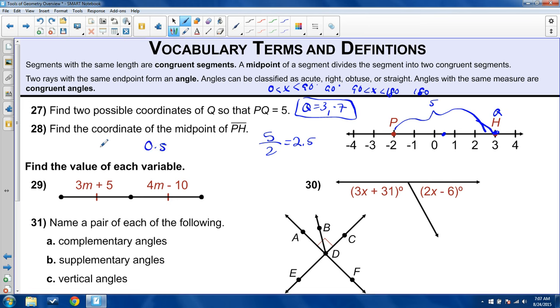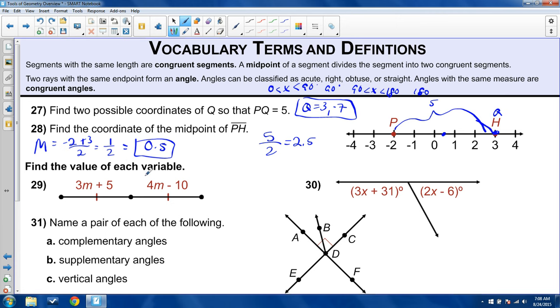Another way of doing that, of taking that average, if you don't have the visual, is you literally take the average. The midpoint is adding your two values and then dividing by 2, the number of values you're adding together. So -2 plus 3 is 1, and 1 over 2 is 0.5. So that also gets you your location.